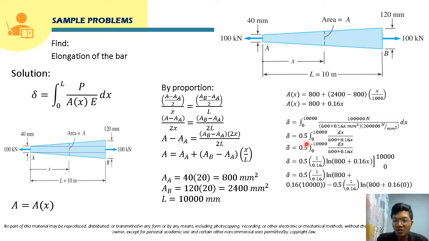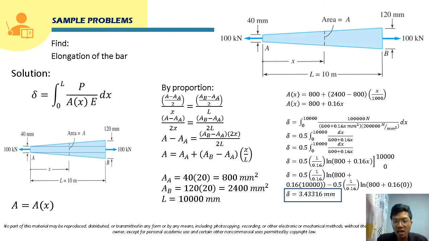Okay, so again, substituting the lower limit here at x, this will be 0.5 times 1 over 0.16, ln of 800 plus 0.16 times 0. Solving this, you can input this in your calculator. So the answer for this is 3.43316 millimeter. So this is the elongation that we are trying to solve here.